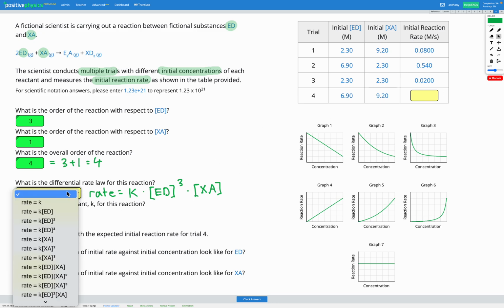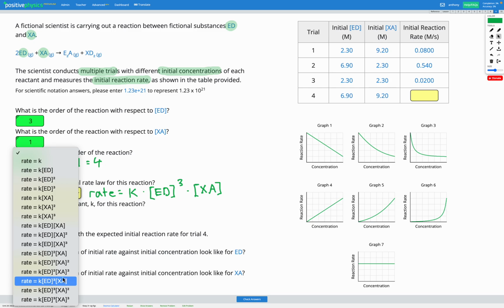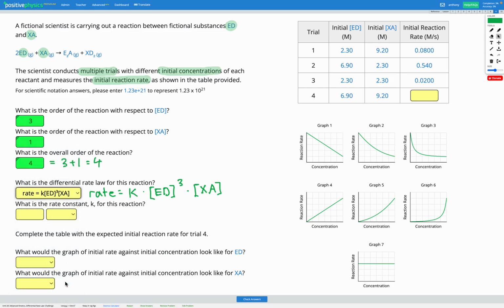So let's go ahead and find that option here. It's [ED]^3 and then [XA]. Awesome. Okay, so we've got our rate equation. Next step is finding our rate constant. So we're going to be putting in our numbers from one of our trials to figure out what k is.